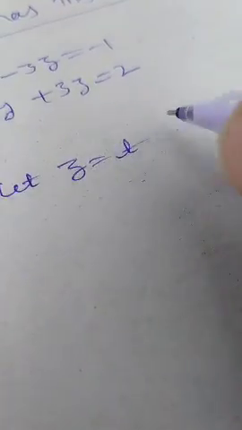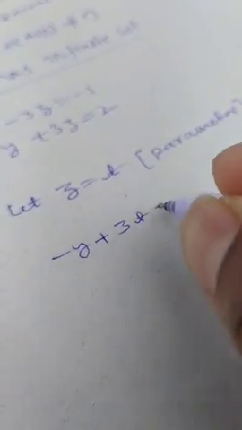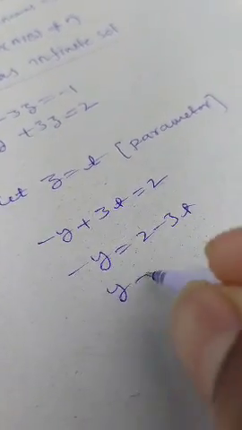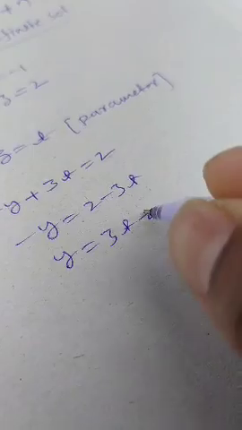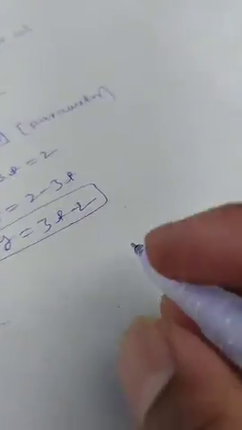So if you take z, then you will get y. If you take y as t, then you will get z. So I am taking z as t, which is a parameter. That means any real number t, right? If z is t, then what is the y value from the second equation? Minus y plus 3t is equal to 2. Minus y equals 2 minus 3t. So y equals 3t minus 2. This is the y value. If you take any real number and substitute here, you will get the y value.